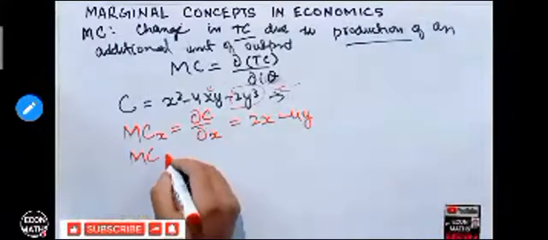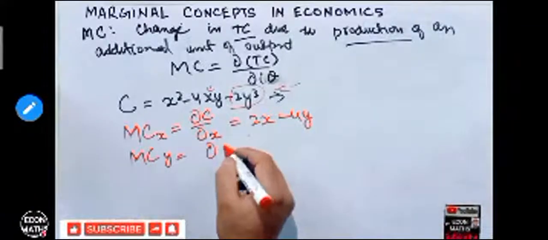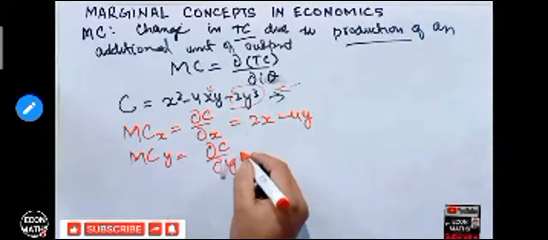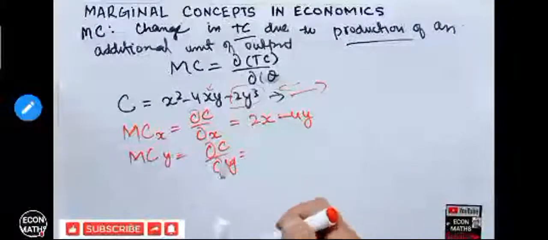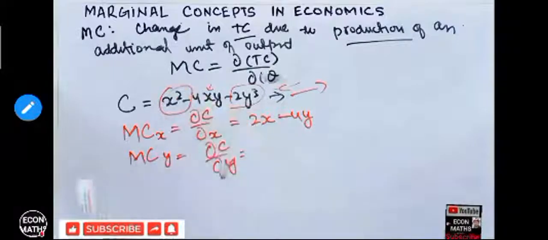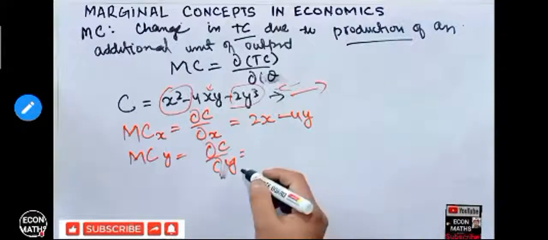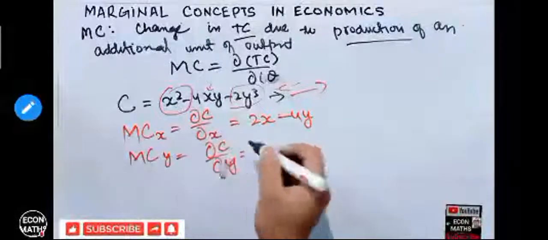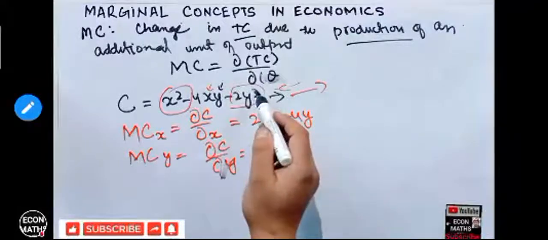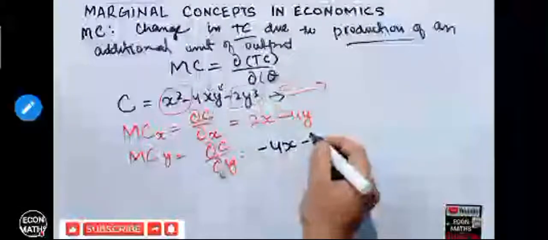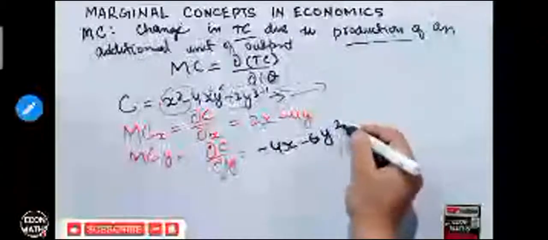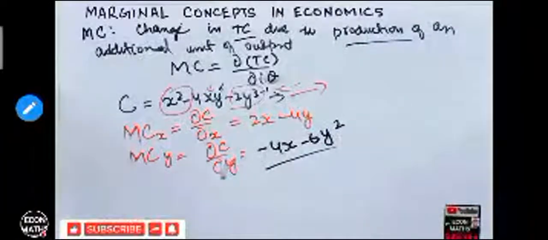Now the marginal cost of y is simply the partial derivative of total cost with respect to y. Differentiating this very function with respect to y, since it is x square, its derivative is 0. Here we will get minus, the derivative of y is 1, so this is minus 4x. Here 2 3s are 6, this 3 becomes the coefficient, and the power is subtracted by 1, so y square. This is our cost function.